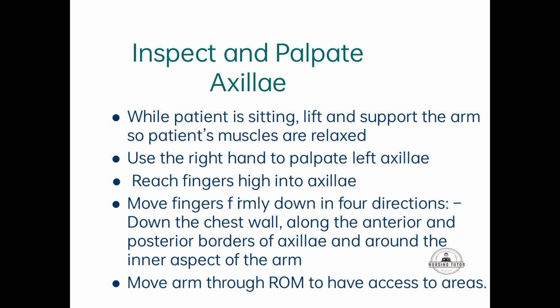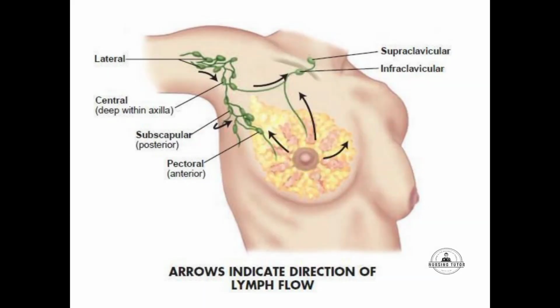Inspect and palpate the axilla. While the patient is sitting, lift and support the arm so the patient's muscles are relaxed. Use the right hand to palpate the left axilla. Reach fingers high into the axilla. Move fingers firmly down the chest wall, along the anterior and posterior borders of the axilla and around the inner aspects of the arm. Move the arm through range of motion to have access to areas.